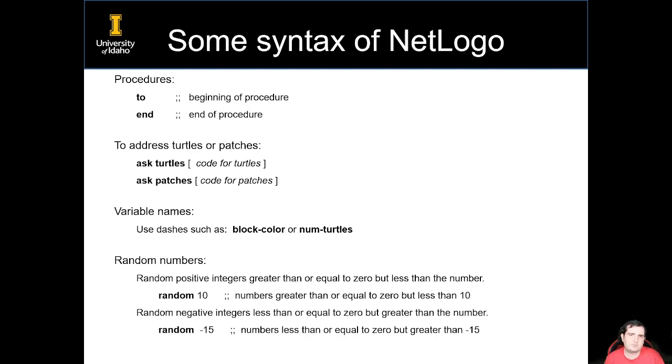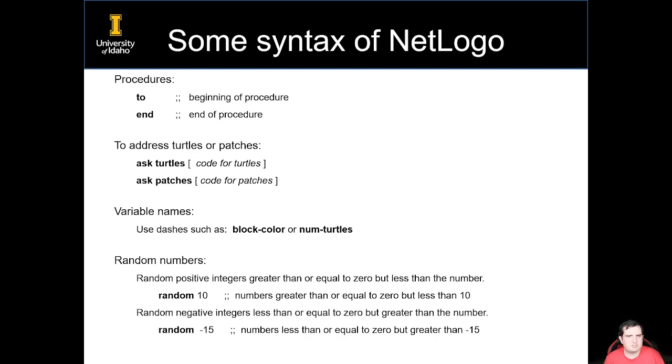For all variable names, we want to put dashes because we cannot use spaces. No spaces allowed whenever we're talking about variable names, and that's pretty universal across most languages, is that you can't have a space because it thinks you're trying to do something else.